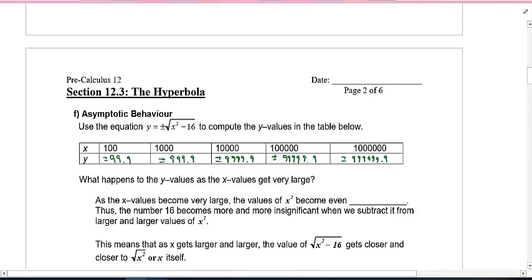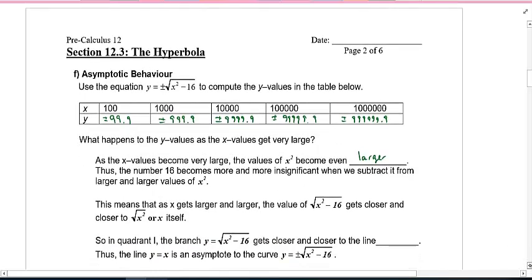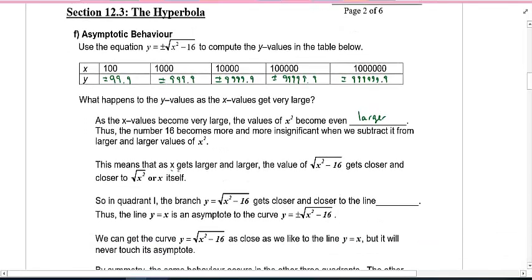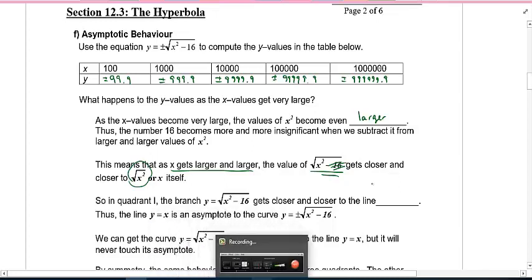So as x becomes large, the values of x squared become even larger. So thus the number 16 really is more and more insignificant. Who cares if we're subtracting 16 from like a billion gajillion dollars, right? You're still going to have a billion gajillion dollars. So as x gets larger and larger, notice the value of the square root of x squared minus 16 gets closer and closer to the square root of x squared by itself, because that minus 16 really doesn't come into play. So notice then in quadrant 1, the branch of this curve gets closer and closer to this particular line, y equals x.